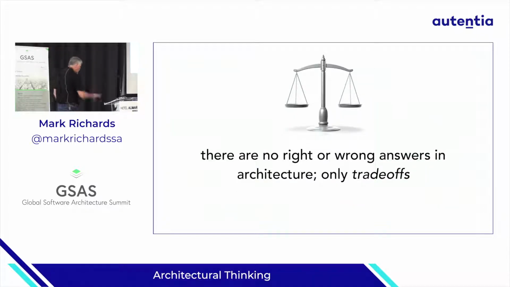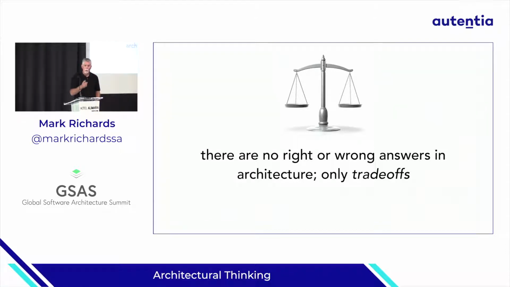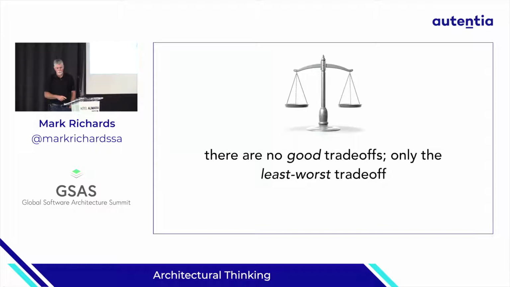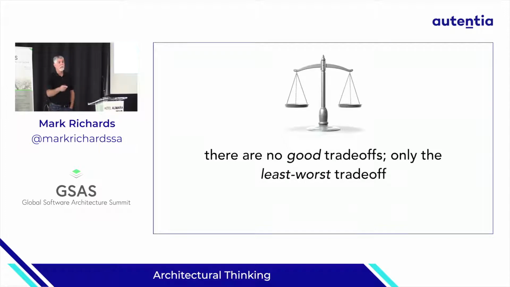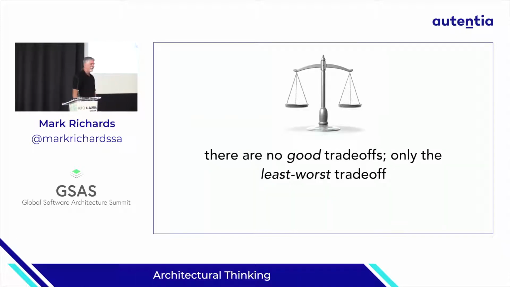Okay. A couple of things to remember. In architecture, there are no right or wrong answers. It's all about trade-offs. And the corollary to that is as follows. There's never any good trade-off. Ever. It's only the least worst trade-off that you end up having. Yeah. Two golden rules of architecture. There you go. You can take those away.